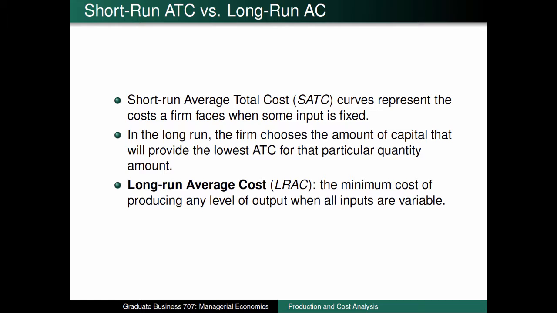Recall from the second recording that the average total cost curve in the short run was U-shaped, with its minimum point where it intersected with the marginal cost curve. Since nothing is fixed in the long run, there is no longer a need to distinguish between average total cost, average variable cost, or average fixed cost. So we refer to average cost in the long run as simply long run average cost.